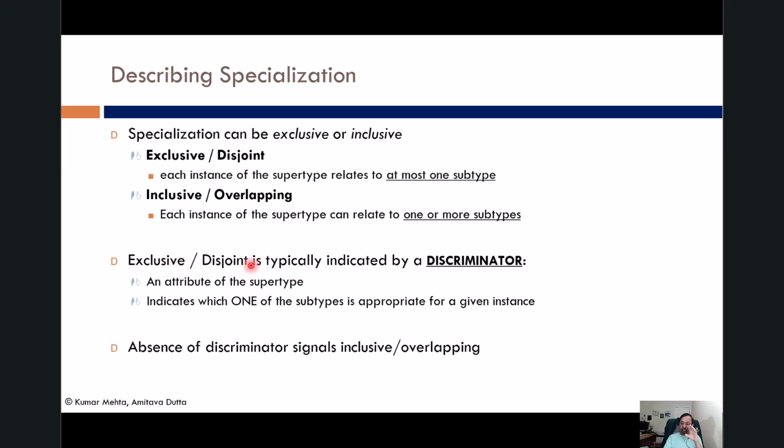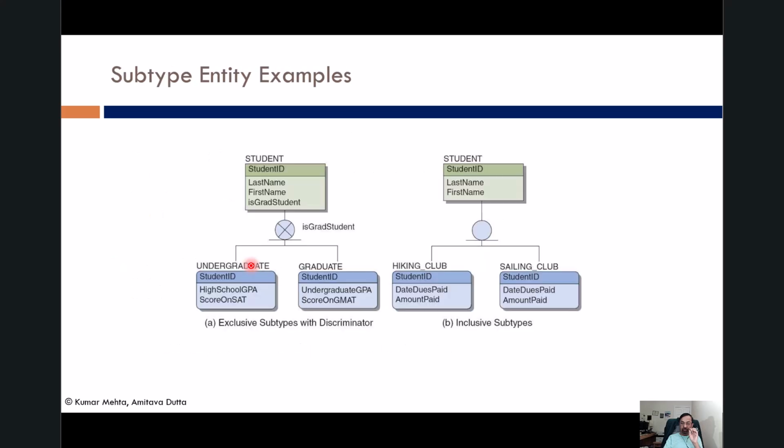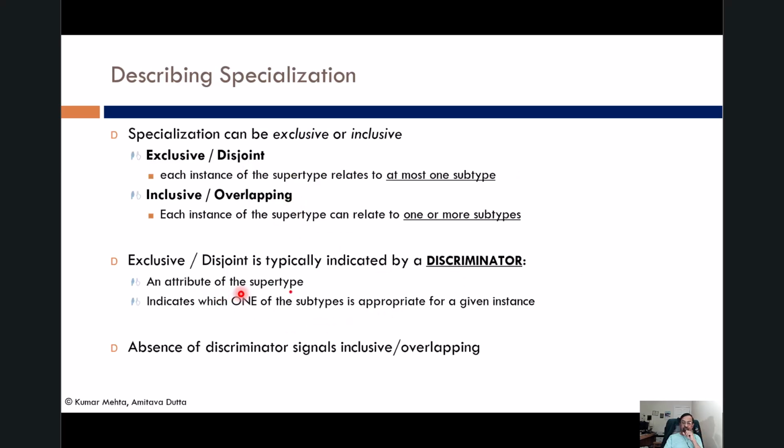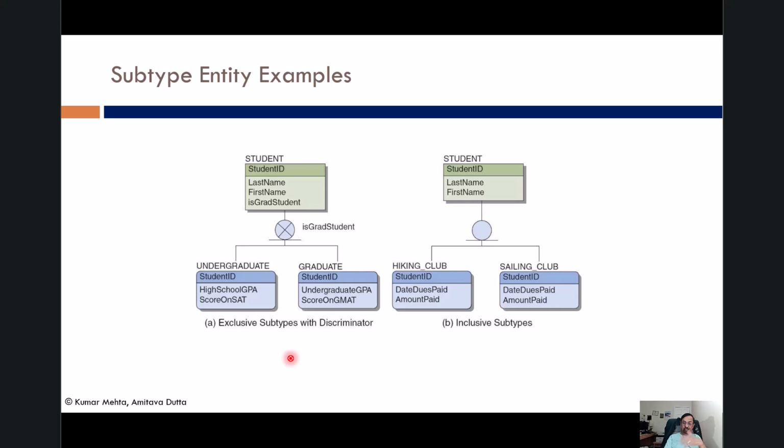And if it so happens that the subtypes are exclusive, like you had for the grad undergrad status, there is usually an attribute in the supertype that tells you what will put the student in one of those groups. So there is what is called a discriminator. It's an attribute which indicates which one of the subtypes is appropriate for a given instance. So the absence of a discriminator signals inclusive or overlapping subtypes. So that's just a textual statement of what we had just discussed with these two examples.